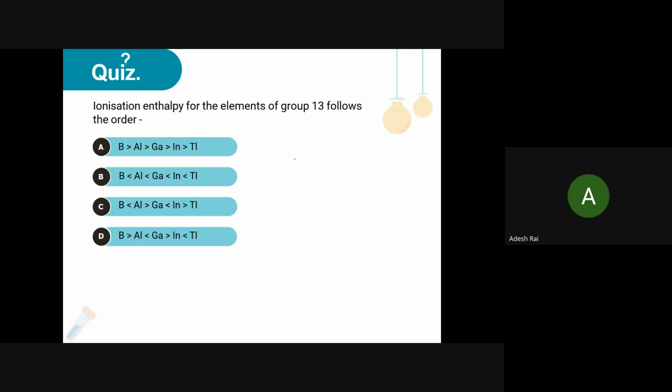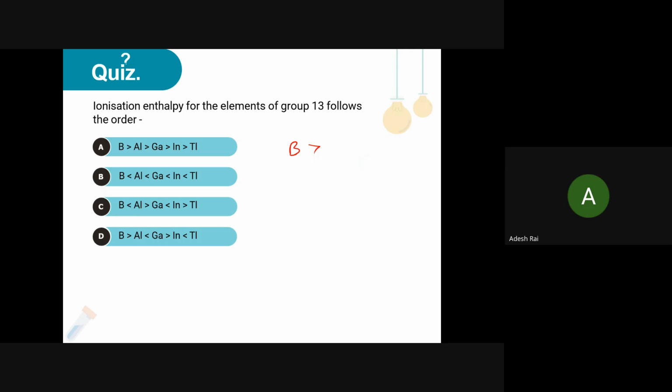Do you remember the order? Boron was the least or most? Most. Yes, just how we studied. Ionization enthalpy is inversely proportional to size and directly proportional to Z effective. So if that is the case, then boron.